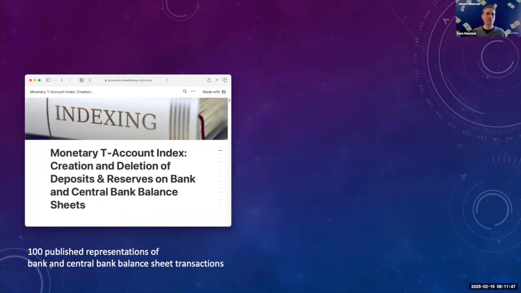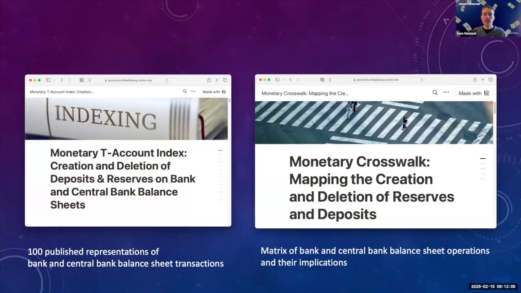So I actually now have an index of over 100, I think it is, published representations of bank and central bank balance sheet transactions. And that has been invaluable to me. It was invaluable when I was trying to answer that 4.5% question. And so I offer that as something that may be of use to other folks.